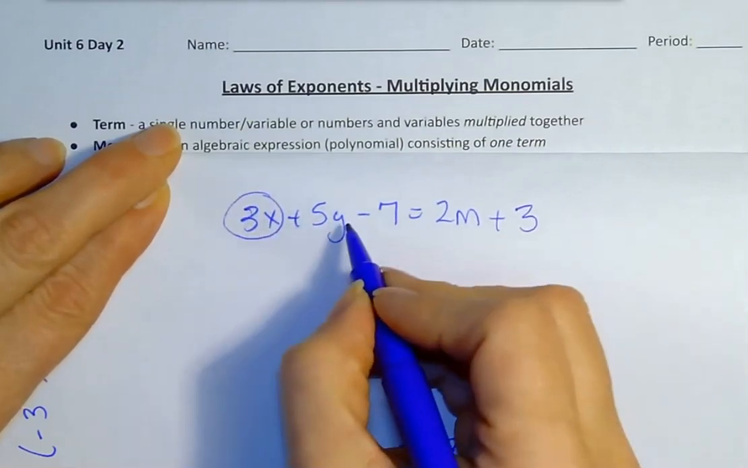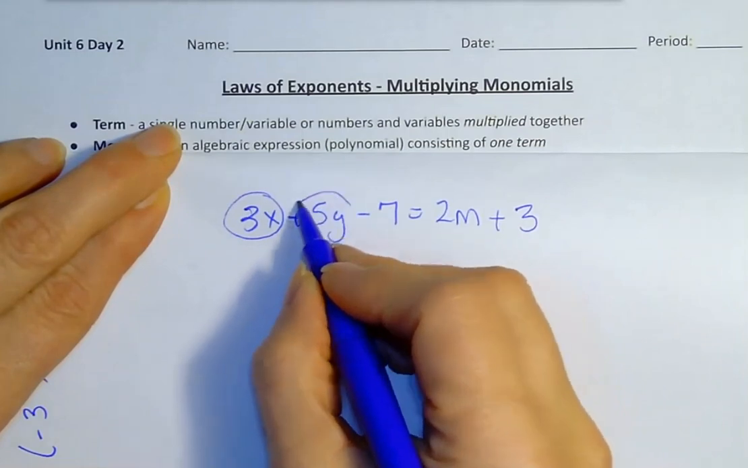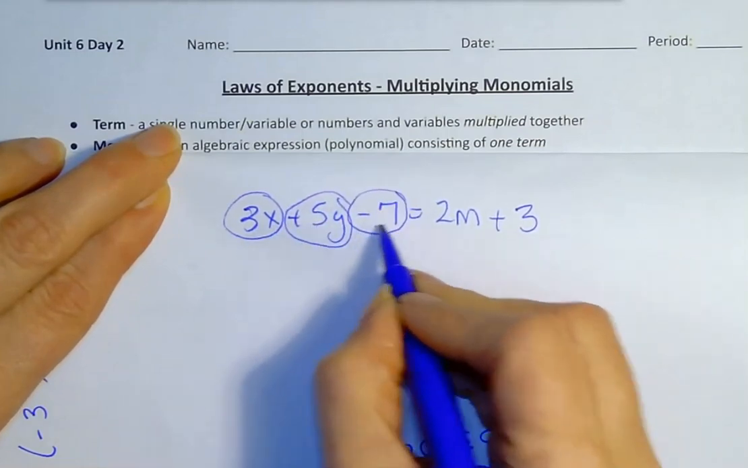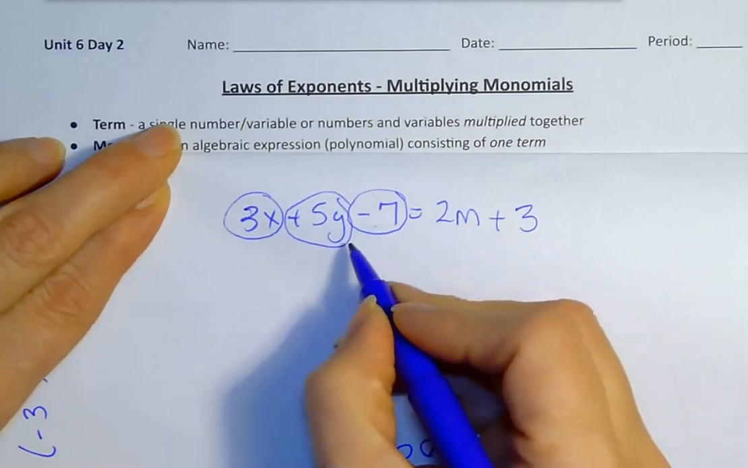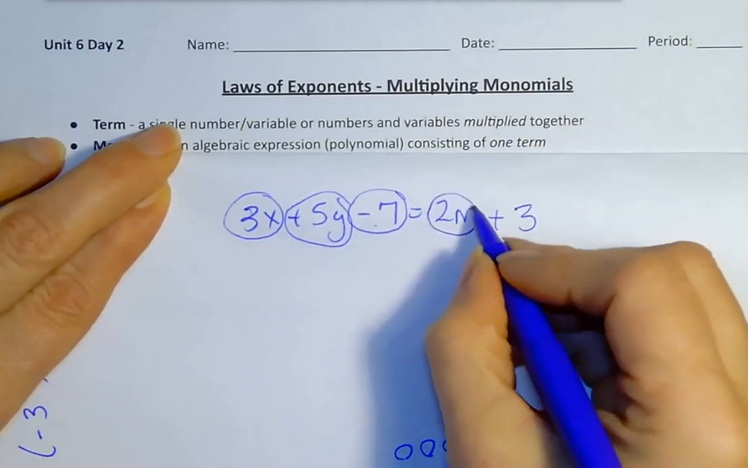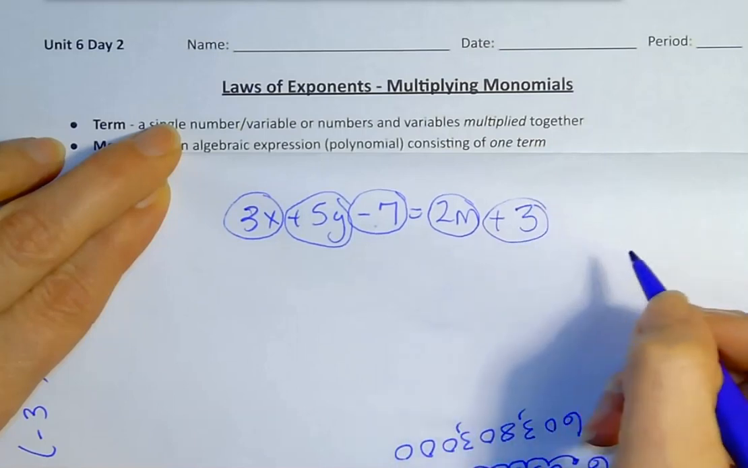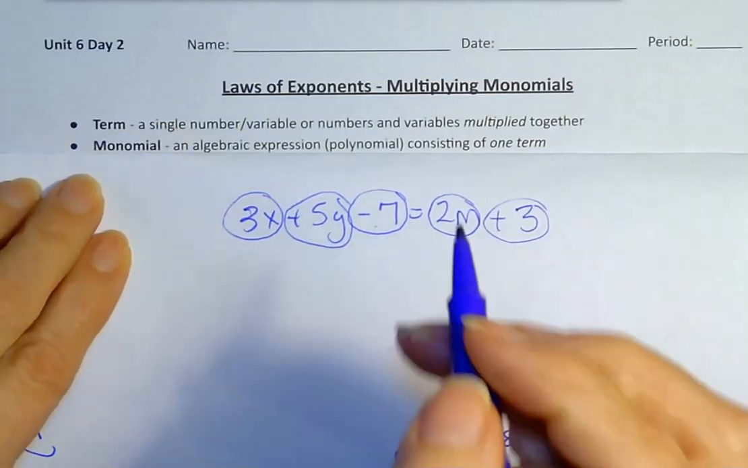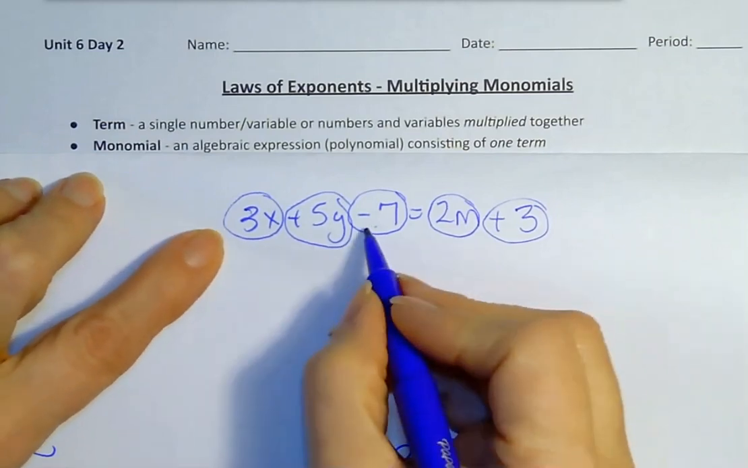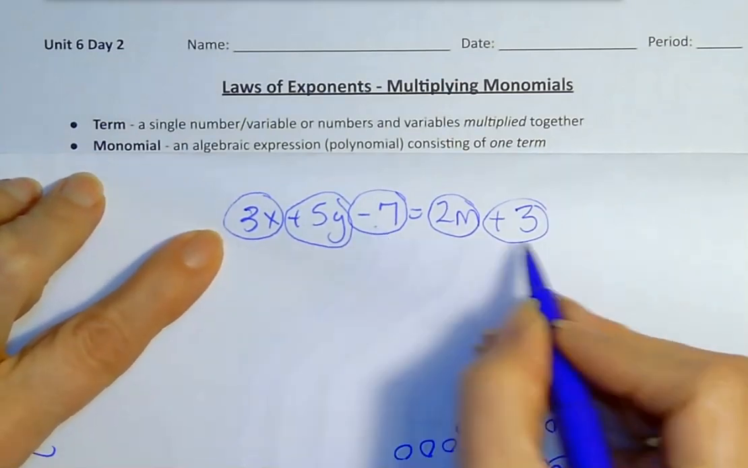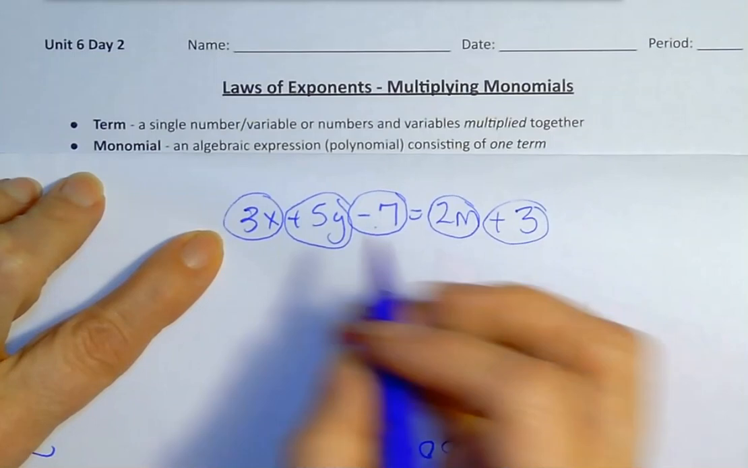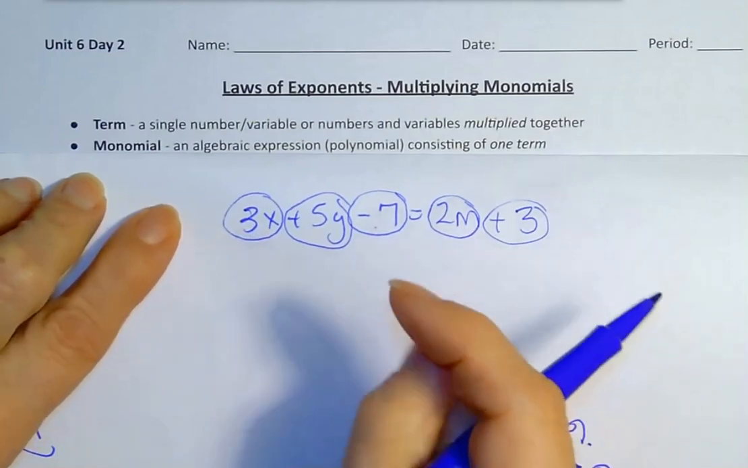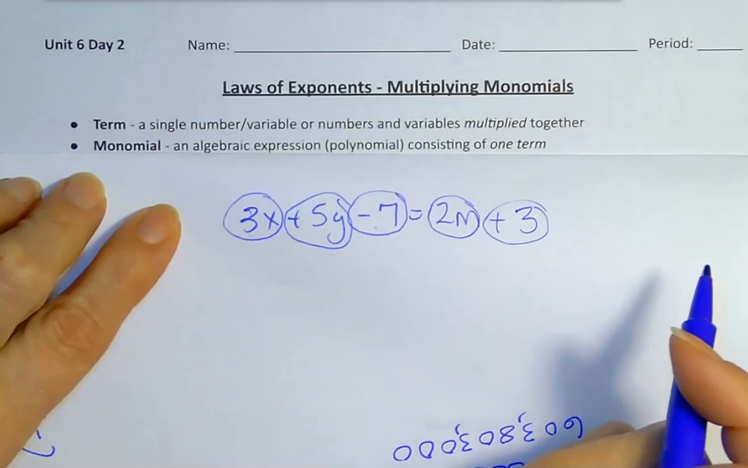So we have a term 3x. This term is actually 5y, positive 5y. This term is negative 7. We are combining those things. There's 3 terms on the left side of the equal sign. 2m is a term, and positive 3 is a term. So terms are just things that are being separated by adding or subtracting. And when we say a single number, negative 7 is a single number, positive 3 is a single number. 3x really means 3 times x.